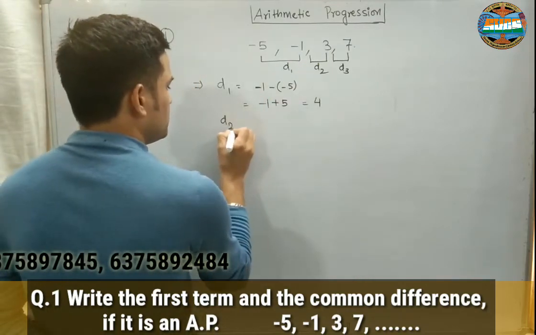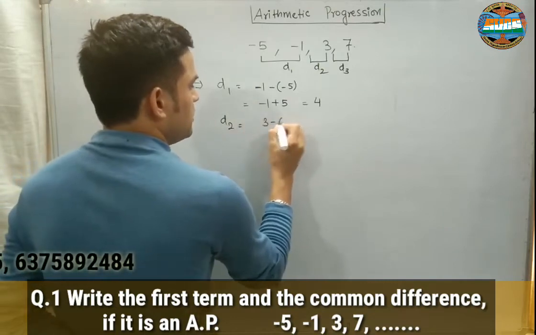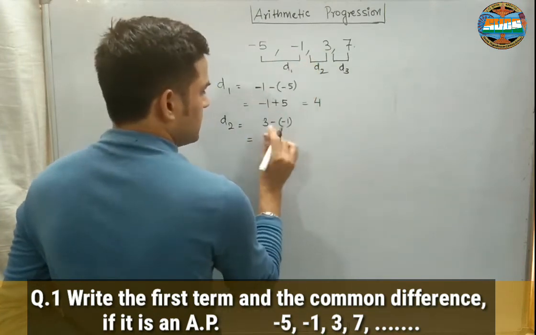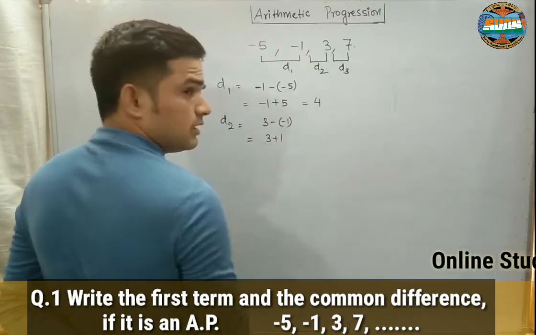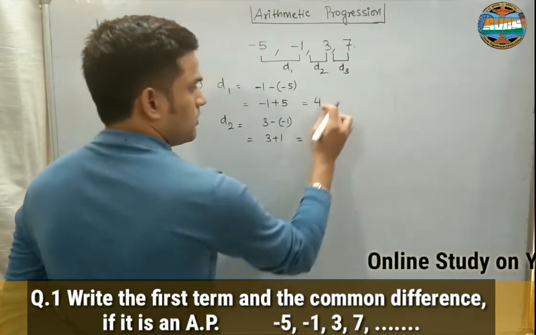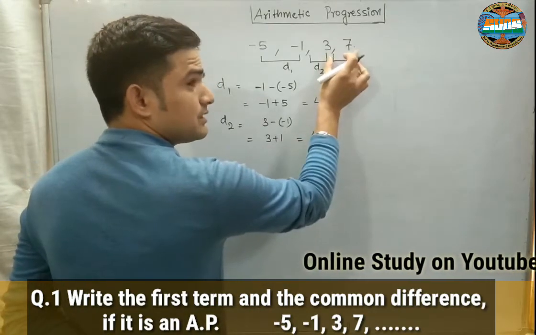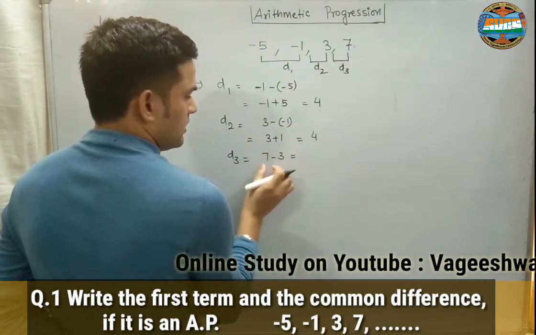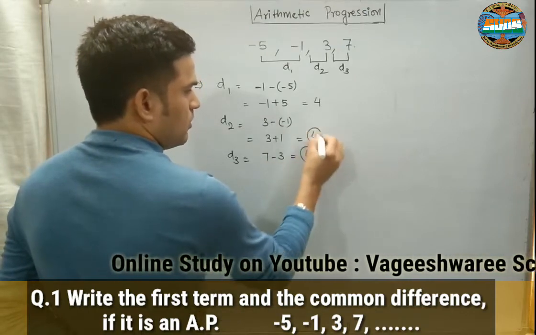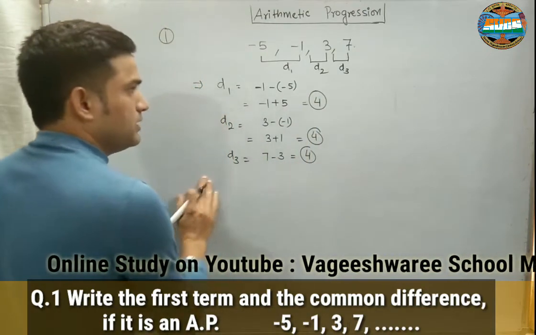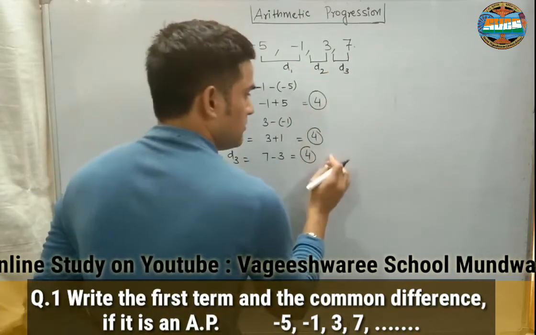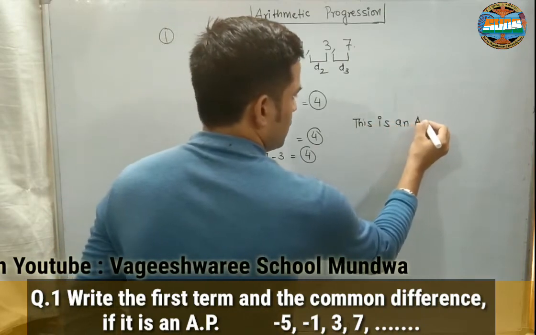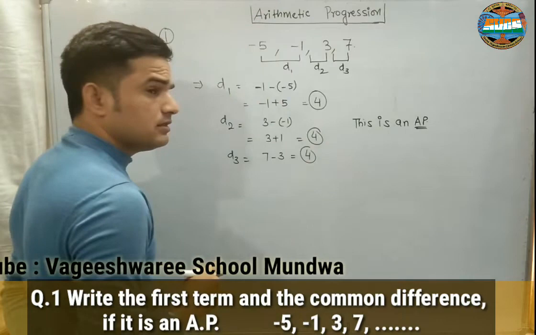Next we check D2. 3 minus, according to the formula, the previous number is -1. Okay, 3 minus minus gives plus. 3 plus 1 is 4. Both of them are the same. Next we check the last term, D3. 7 minus 3 is 4. All the common differences between consecutive terms are the same, so this is an AP. This is an AP because this common difference is the same.